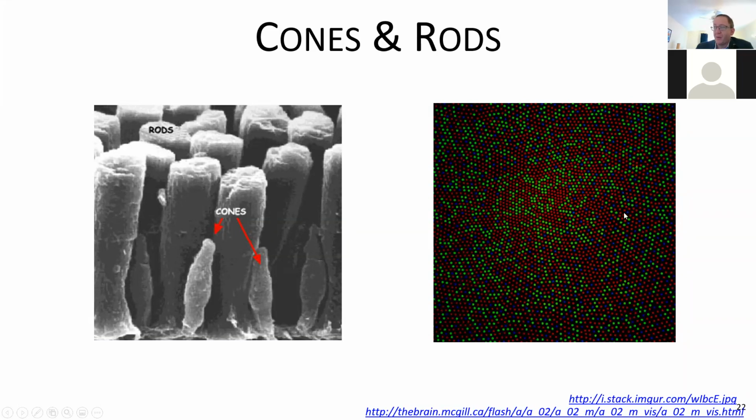This actually is a pattern for what the grid of cone cells in the back of your eyes looks like. What you can't see very well is that there are little blue dots right around here. There's a whole bunch of red dots and there's a whole bunch of green dots.